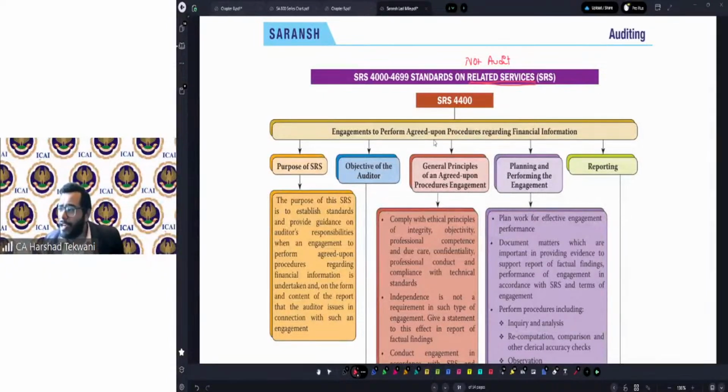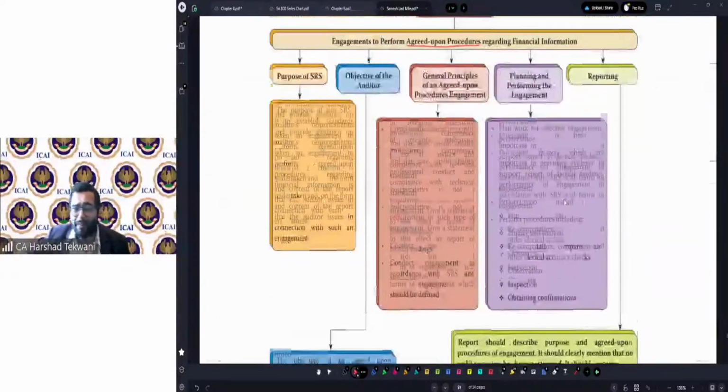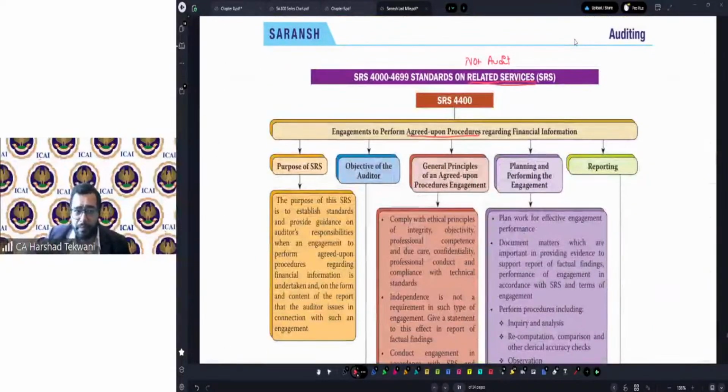Now we need to understand what related services are. Related services could be agreed upon procedures, which are there under SRS 4400, or it could be compilation engagements, which is there under SRS 4410. These two are the related services as of now under SRS.